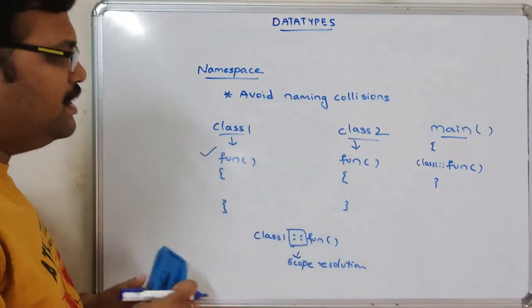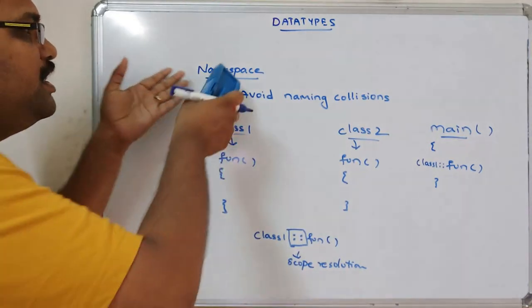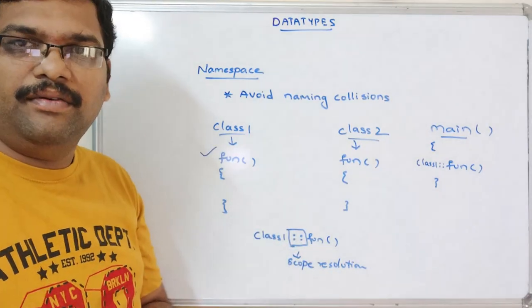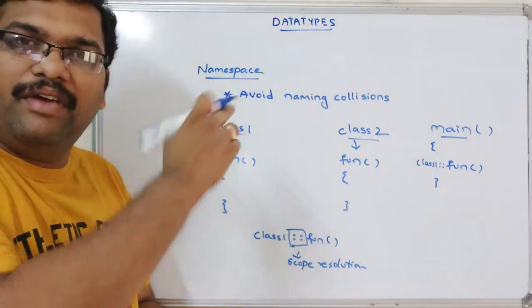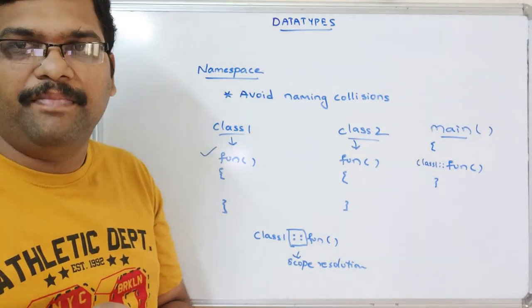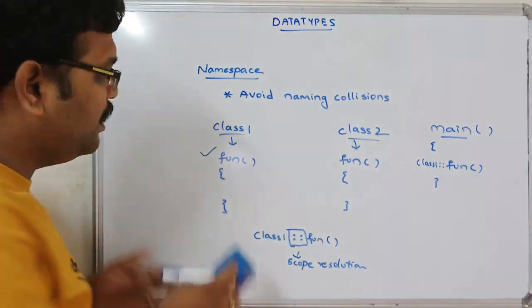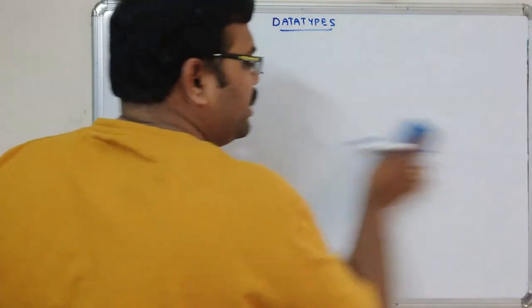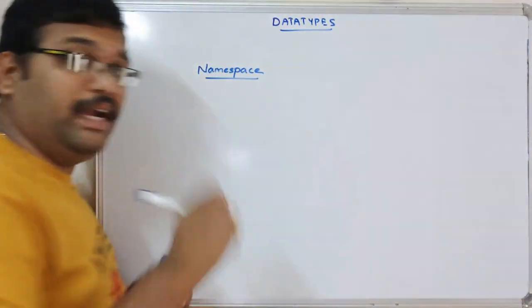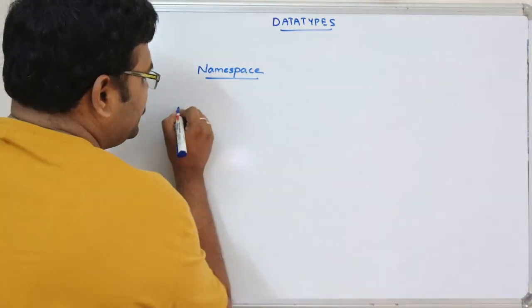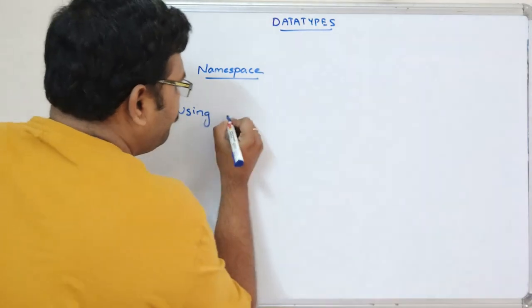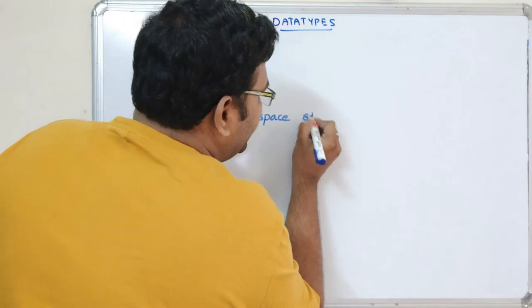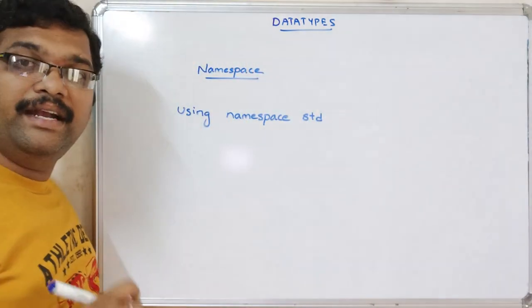In order to avoid all these things, we can use a namespace as a global namespace, so that we can use the identifiers which are available in that namespace directly in our program. I will show you that in our program. We are going to use this namespace to avoid naming collisions, and there is a standard namespace. The syntax is using namespace std. Std is nothing but our standard namespace.